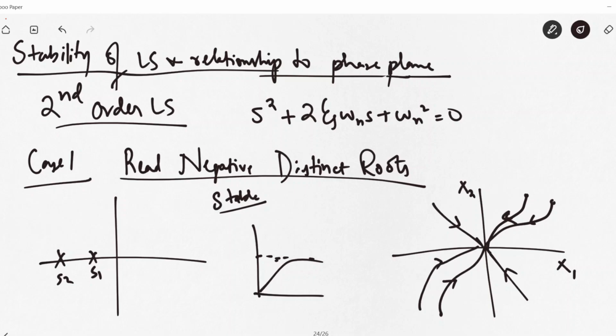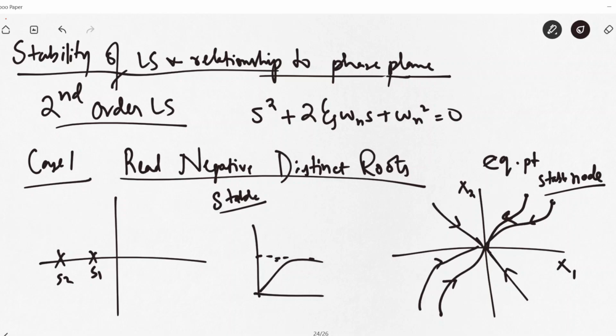In such a case, the equilibrium point that will be obtained, corresponding to real, negative, distinct roots and having these types of phase trajectories, is referred to as a node. And since this refers to a stable system, a stable equilibrium point, it is known as a stable node. I'm not calling the system stable, I'm saying this equilibrium point is stable. Fine, you understand that by now.